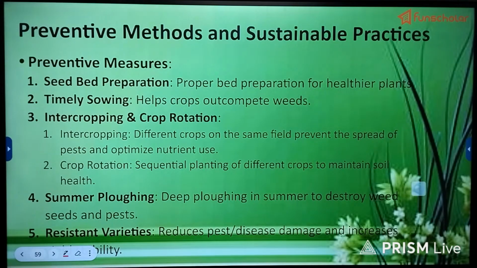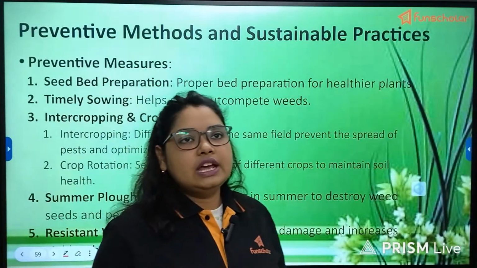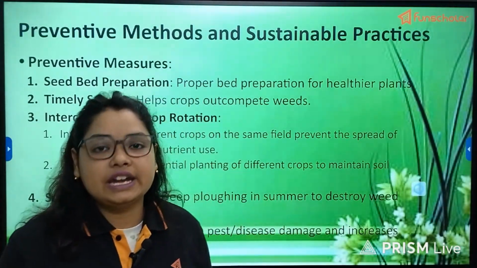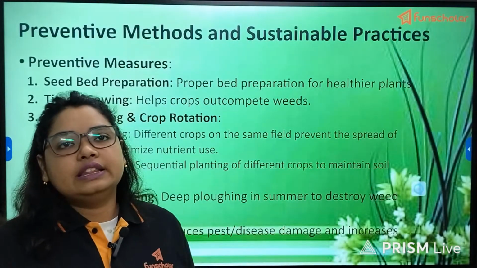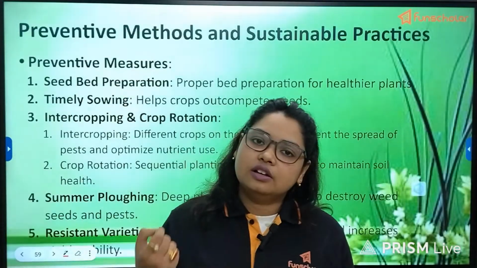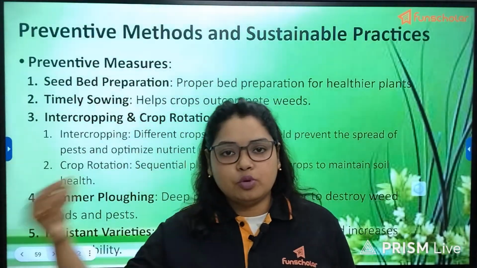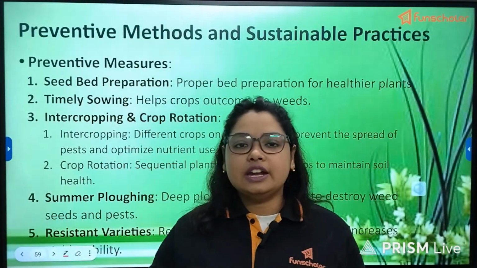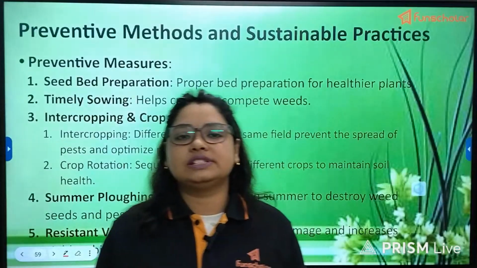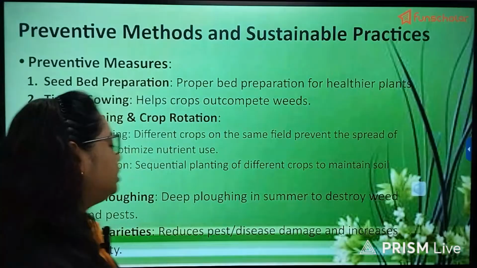Summer plowing. What happens when the soil is deeply plowed in summer? It destroys the weed seeds and the pests. During summertime, there is high temperature, and if there are any weed seeds deep inside the soil, what will happen? Due to deep plowing, they will be exposed outside, and due to high temperature, the viability of the seeds will be lost, and the chance of the weeds growing will be eliminated.